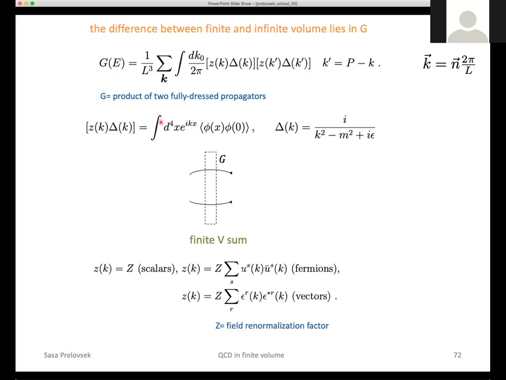One propagator, fully dressed propagator, is, in QFT, like this, where I have separated the usual propagator and the field renormalization factor. And you put two such propagators together and you make the finite sum over K, which are just these K's here. And you integrate over the K zero.